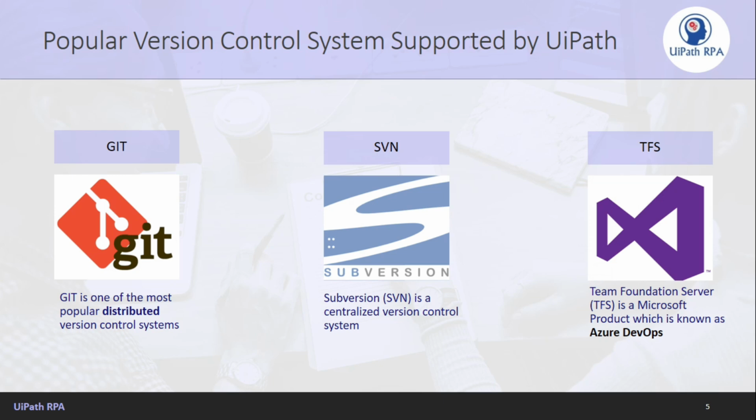There are popular version control systems supported by UiPath, which help us in the project management. Git is one of the most popular distributed version control system. We have SVN, that is also called Subversion. Subversion is a centralized version control system. And then we have TFS. TFS, the full form is Team Foundation Server. This is the Microsoft product, which is also known as Azure DevOps.